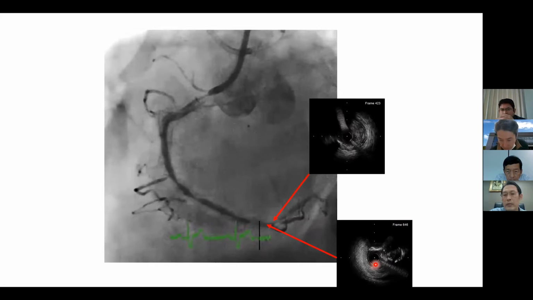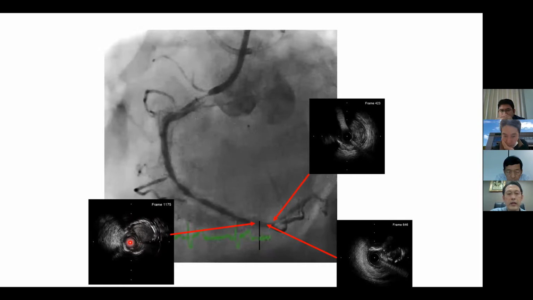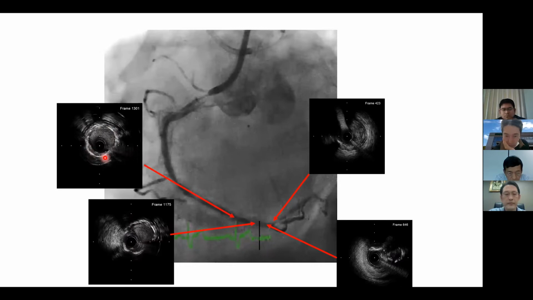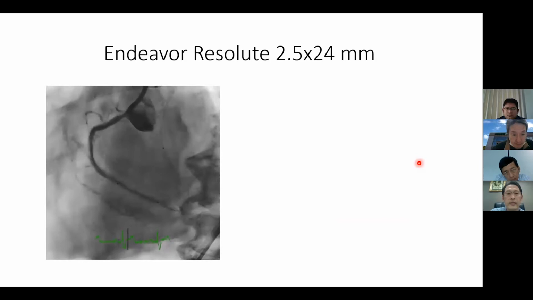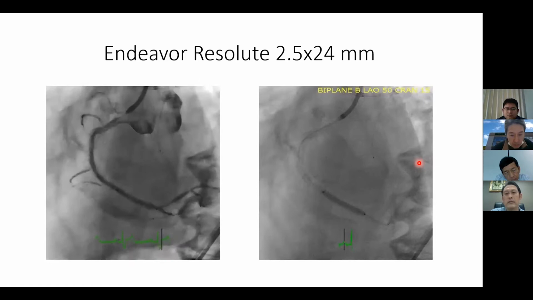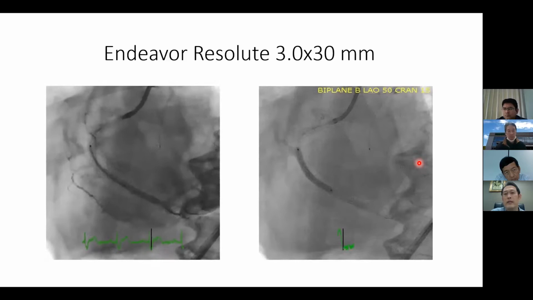And this is a stent, the distal portion of the stent here. And this is outside here, the IVUS probe. And then the IVUS is coming into the true lumen here. Then after that, I put the 2.5 by 24 millimeter stent just before the bifurcation. And then second stent, 3.0 by 30. And this is the angiogram.